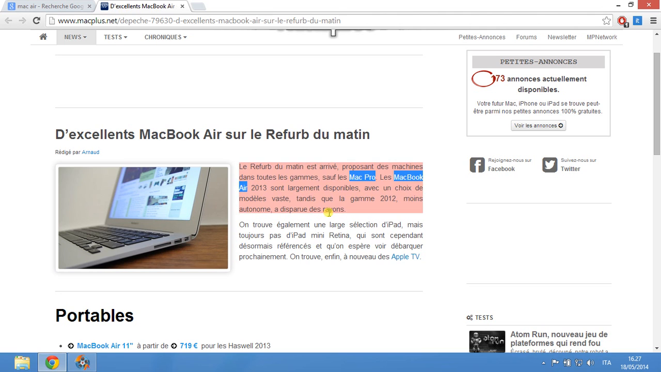Yeah, so this was a hard phrase. Look at this. It was long, 3 lines, almost 4 lines, but I managed to understand it. Because it says that there are a lot of MacBook Airs with a very big choice of things, even one from 2012.